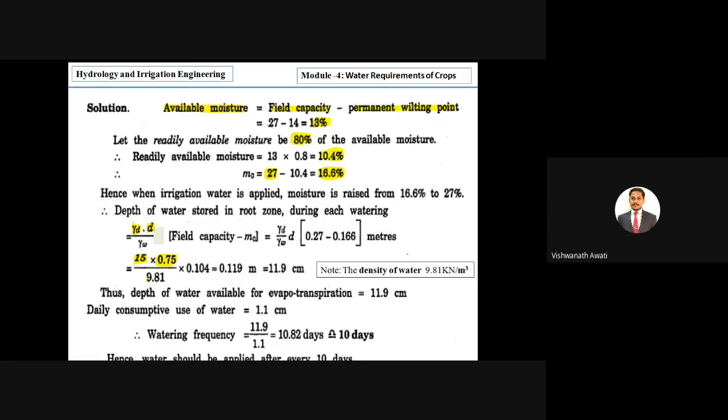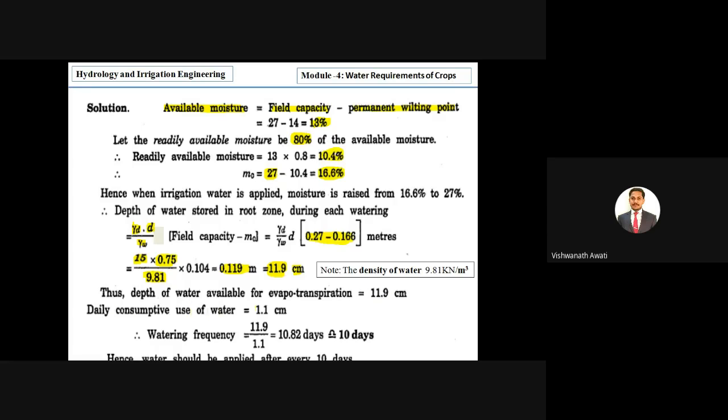Then the unit weight of water is 9.81 kilonewton per meter cube, you can see it in the note. Then field capacity minus readily available moisture, taken in terms of fraction, is 0.104. Then you will get the answer dW in meters as 0.119, and converted to centimeter it is 11.9 centimeter, correct? So the depth of water available for evapotranspiration is 11.9 centimeter.